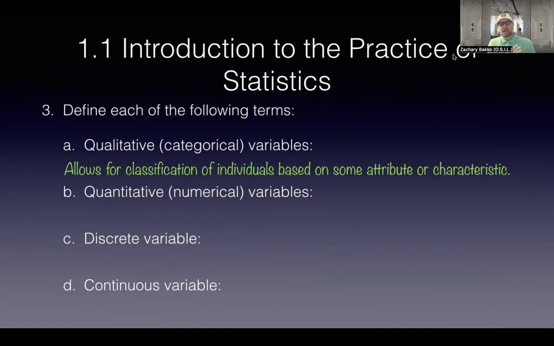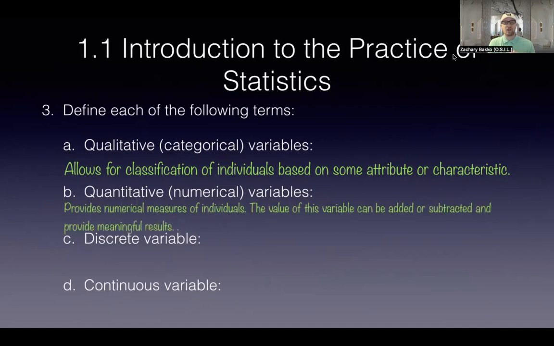Whereas quantitative or numerical variables are going to be numbers, so they provide numerical measures of individuals. The value of this variable can be added or subtracted and provide meaningful results. So a quantitative value could be something like your height, your weight, or your exam score, okay? Because the data we're collecting is numbers.